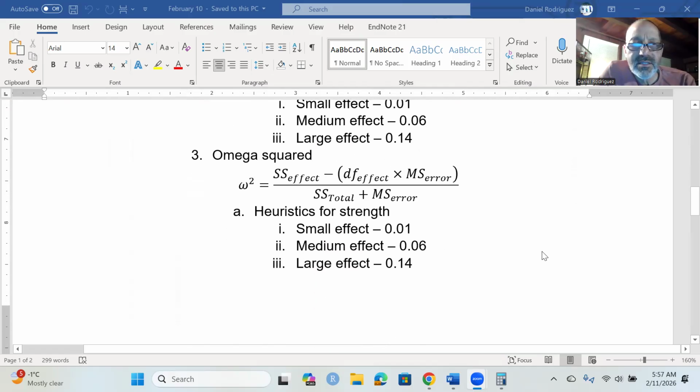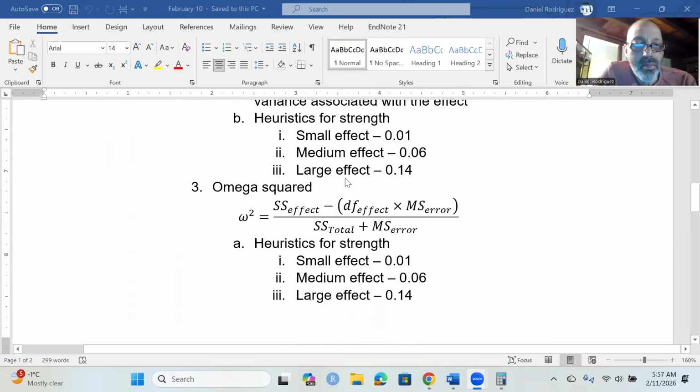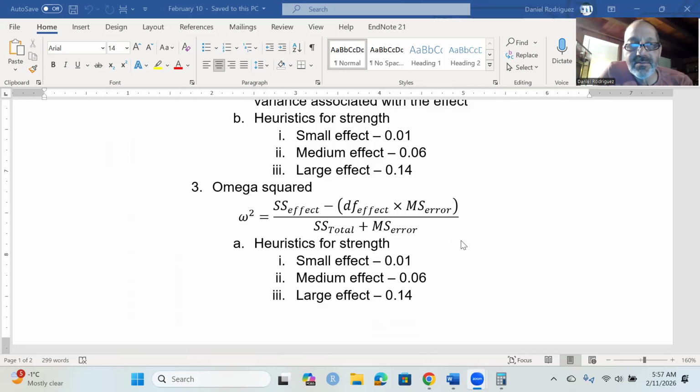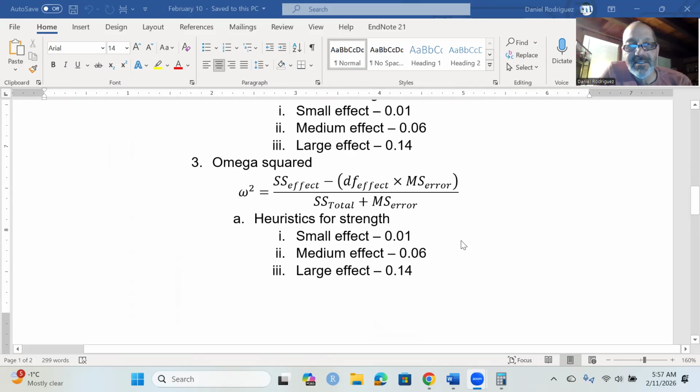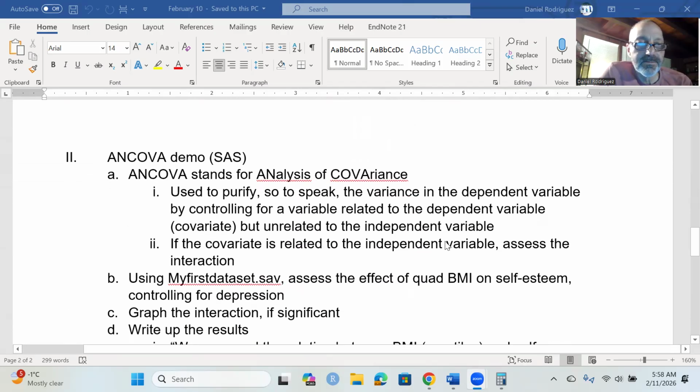Another one that you don't see as much is omega squared, but I was tutoring a student and her professor kept on requiring them to do omega squared. That's the letter omega. By the way, that's the letter eta. So you should always know what letters you're reading. So this is the sum of squares effect minus the degrees of freedom effect times the mean square error. So we had to calculate that by hand for that student, but it uses the same heuristic. So you may get this on, or you can request it for sure when you're conducting your analysis.